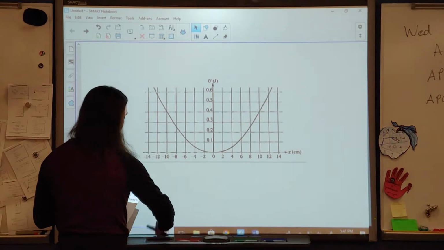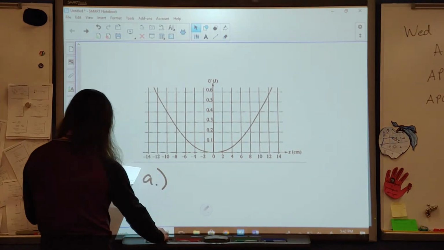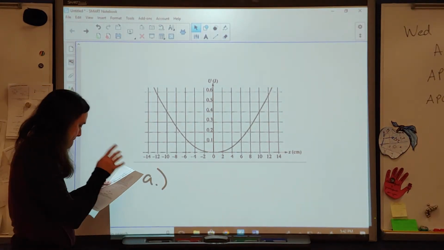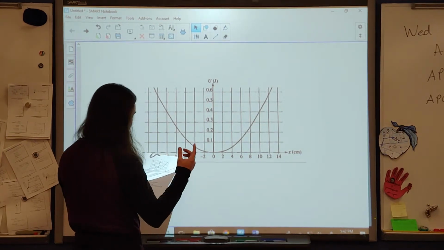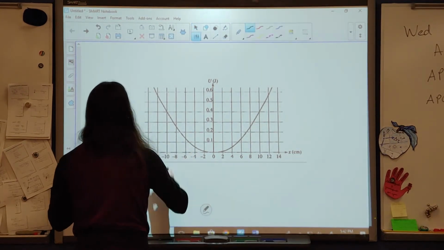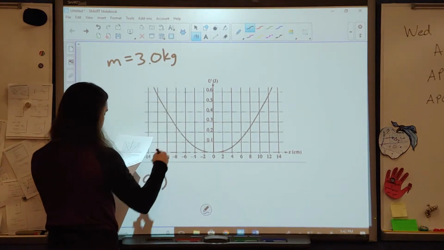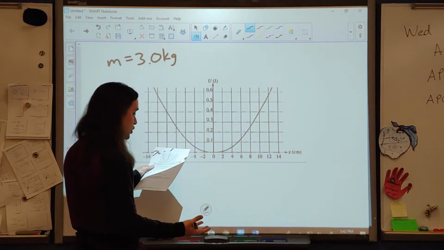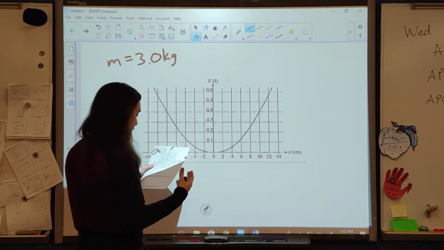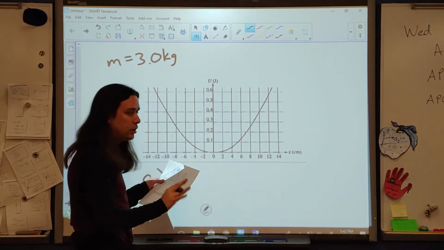Question A, part A, says, what is the... Let me give you some background. They tell us that a 3 kilogram object, so an object with a mass of 3.0 kilograms, is subject to a restoring force, F, and is undergoing simple harmonic motion. You can ignore that for now.